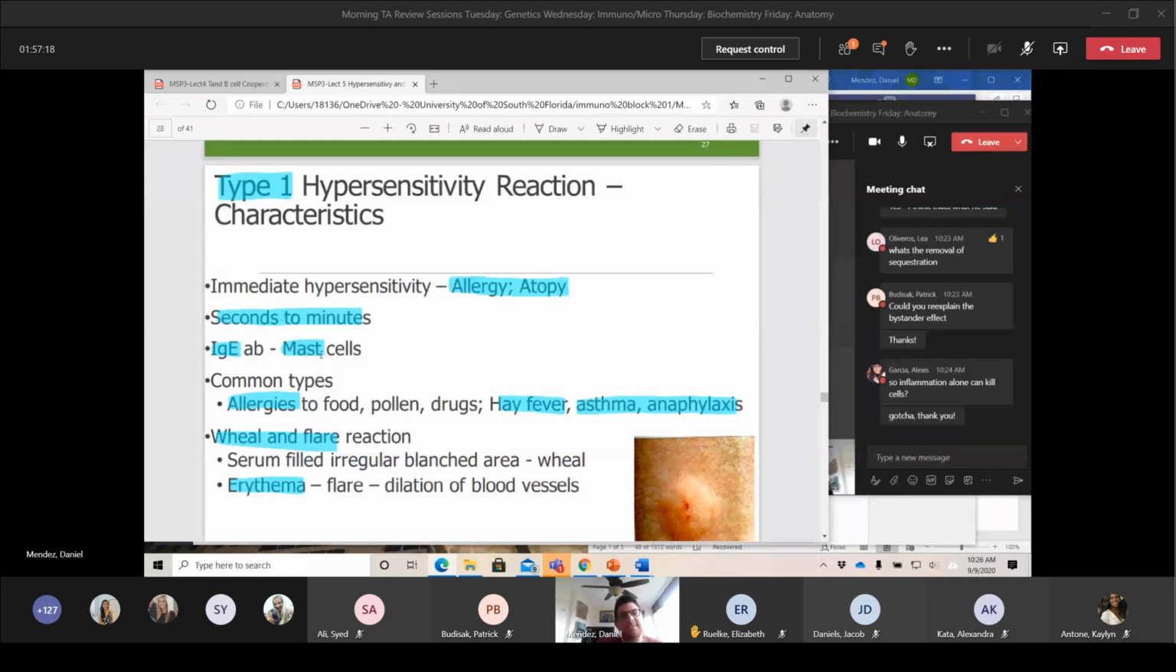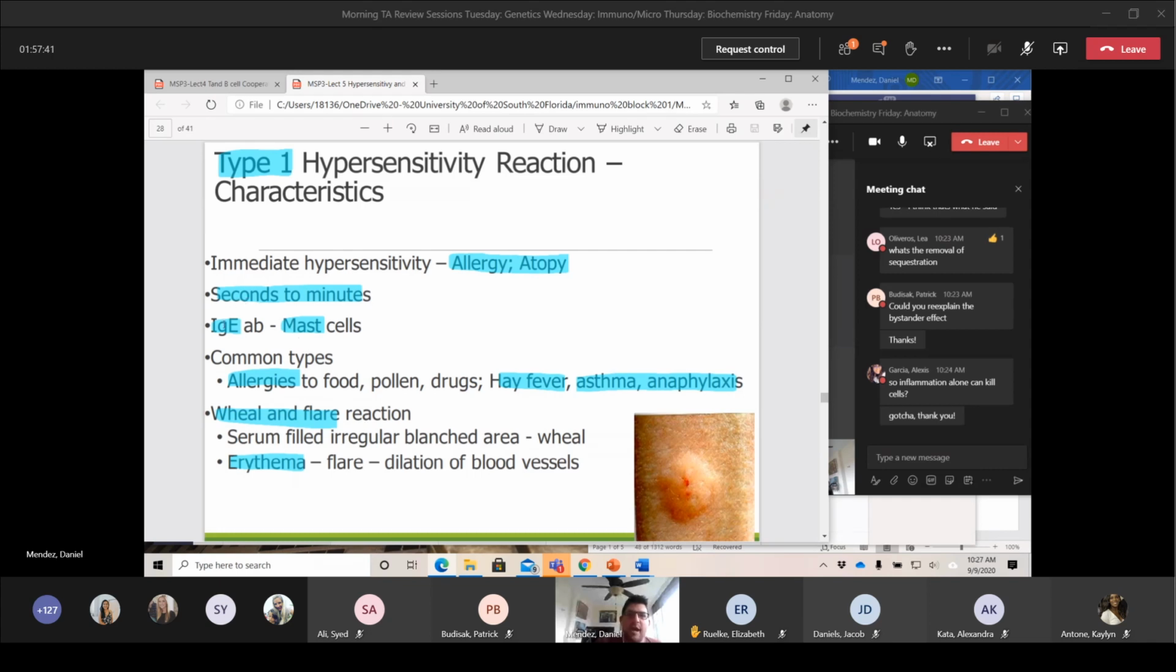And what it does is your mast cells will then release crazy amounts of histamine. And histamine will create this wheal and flare reaction. So wheal and flare reaction, you have here just this whole wheal of inflammation. So you have the center wheal and you have the flare of inflammation around it in this picture. So that's the entire hypersensitivity reaction type one.